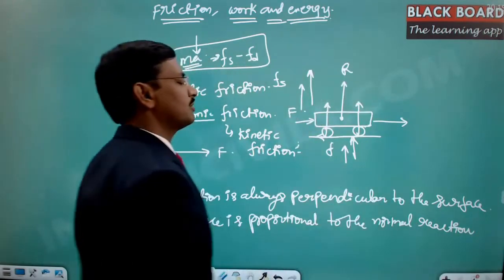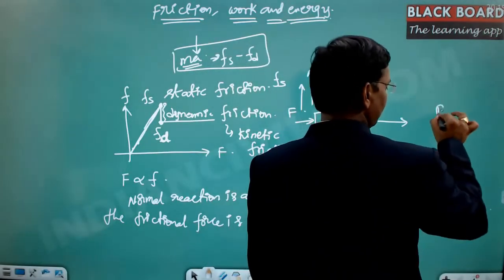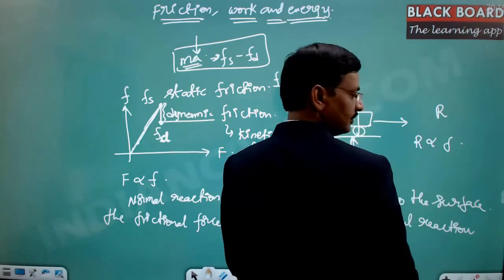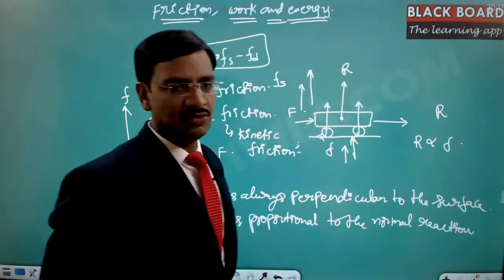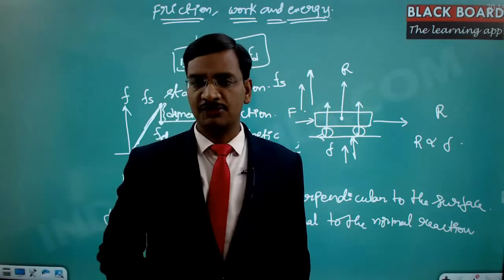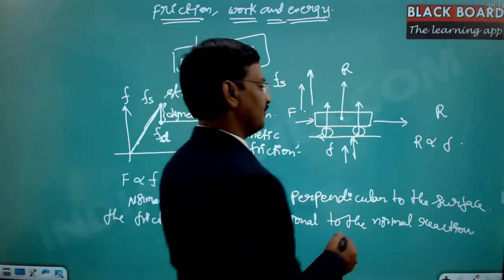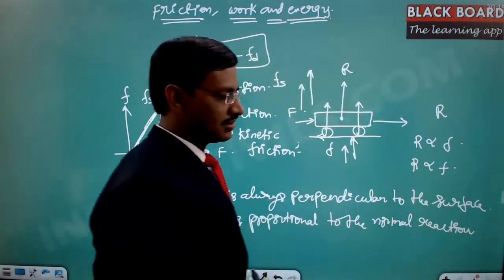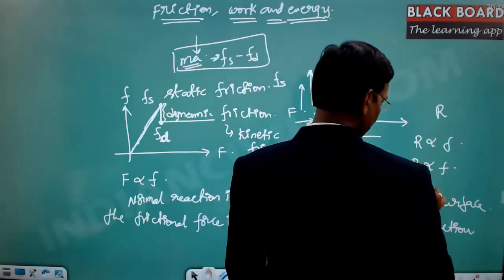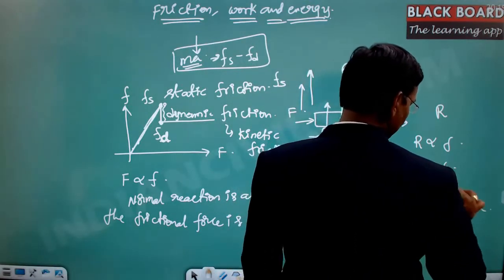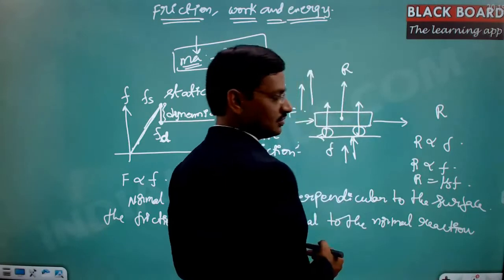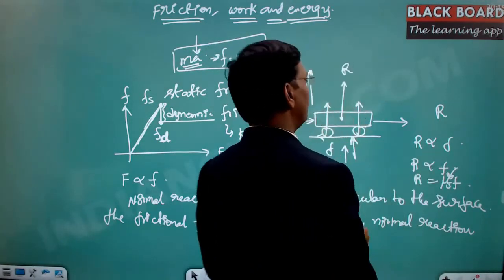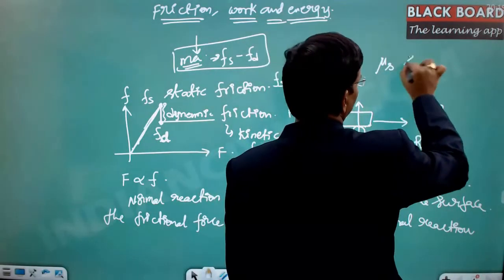So here, what it means for us is, let us say the normal reaction is R, then R is directly proportional to F. There are two different cases: one is static friction, another is dynamic friction. In the case of static friction, R is directly proportional to F, so there is some constant. This is R equal to some constant mu s into F, which is treated as the static frictional coefficient, mu s.